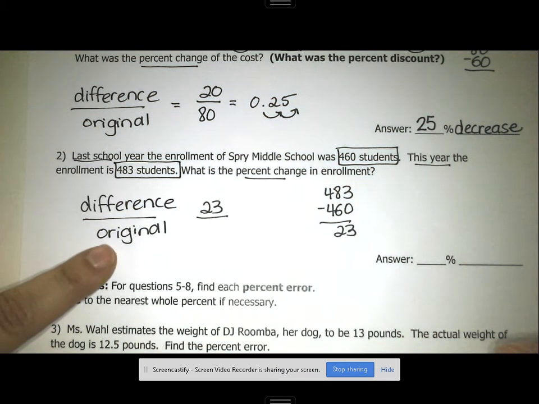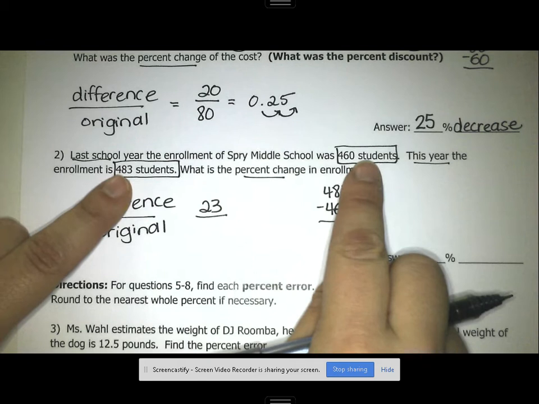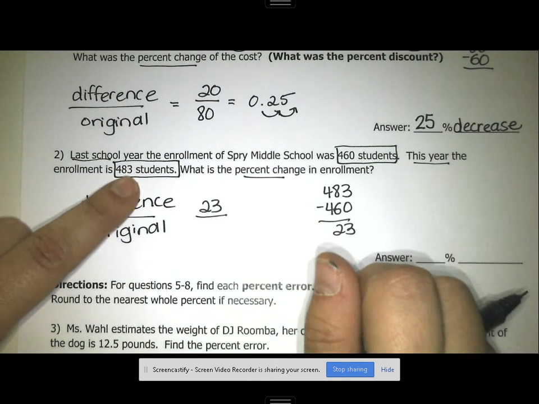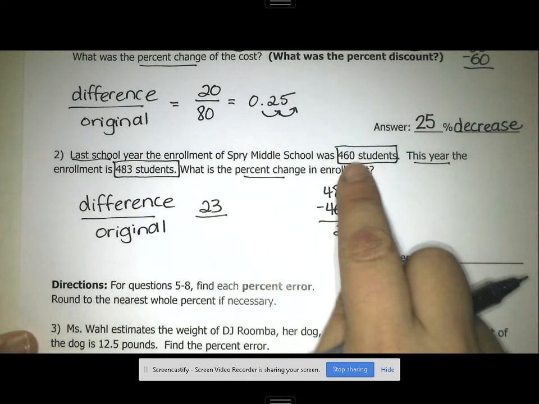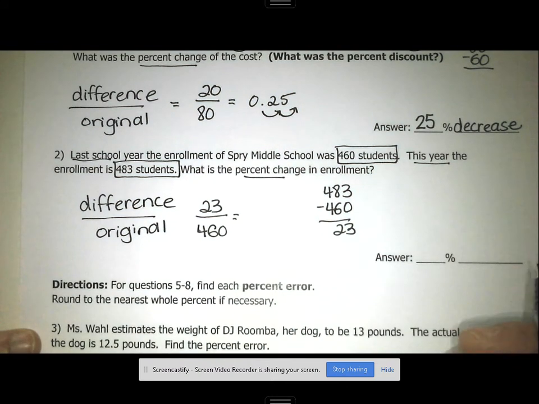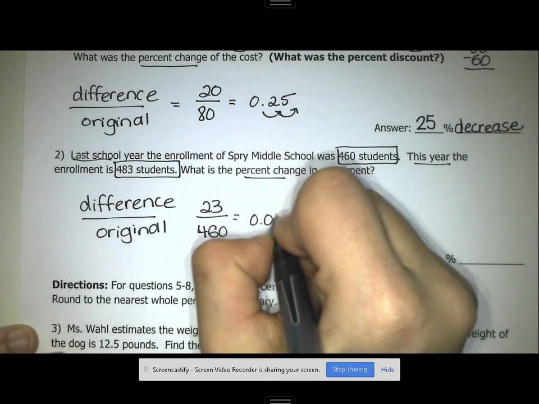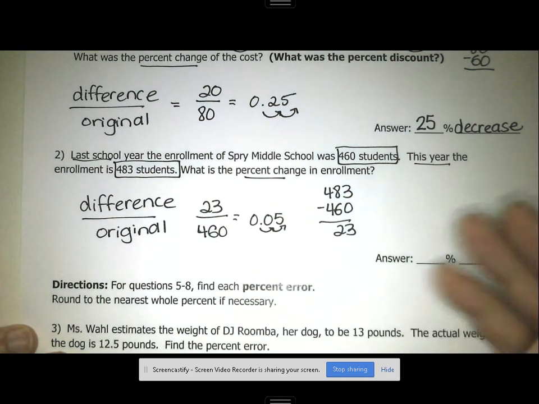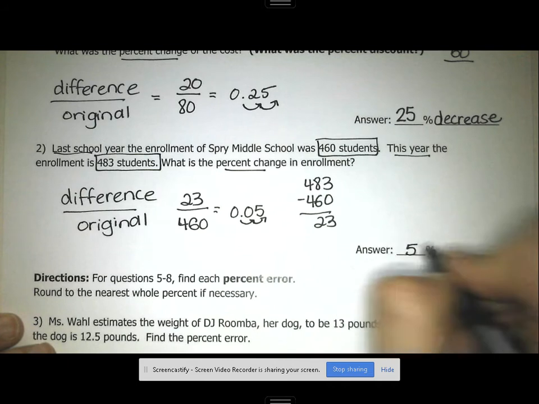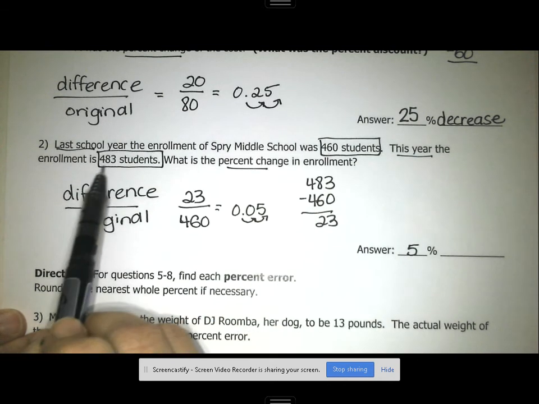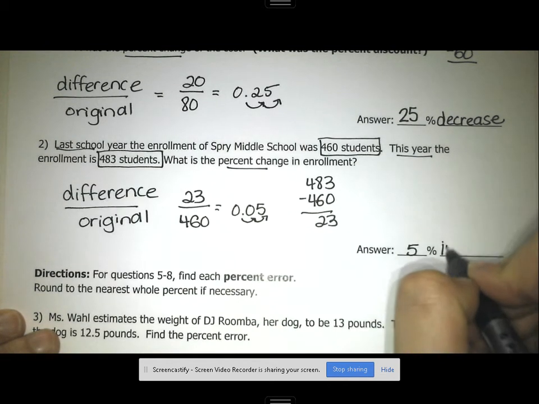Next, which is the original? Which one happened first? Well, last year there were 460 students. This year there are 483 students. So last year happened first. So 460 is going to go into the denominator. You plug these in your calculator and you're going to get 0.05. You need to multiply by 100 to make your decimal into a percent. So it's going to be 5%. And then you have to determine whether or not it was an increase or decrease. So last year there was 460 students. Now there are 483. This is an increase in students.